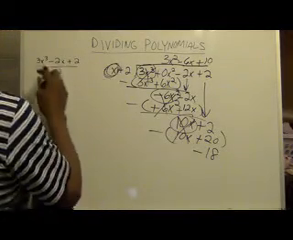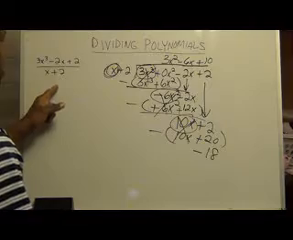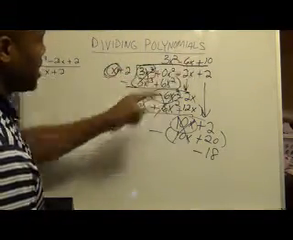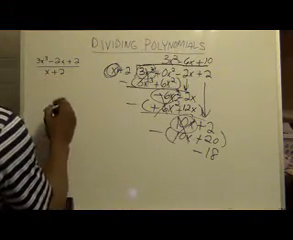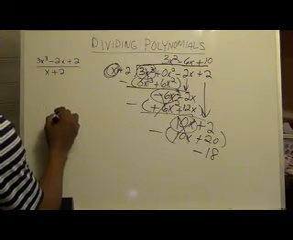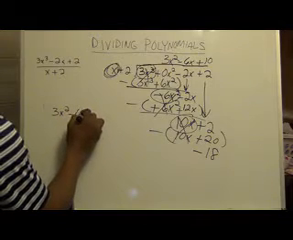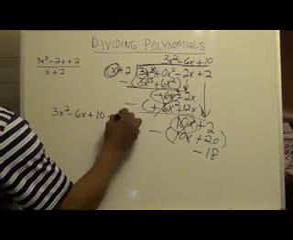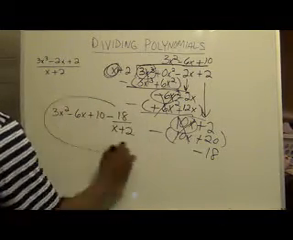So 3x cubed minus 2x plus 2 divided by x plus 2 is equal to 3x squared minus 6x plus 10 with a remainder of negative 18 over x plus 2. So this is the way you write it: 3x squared minus 6x plus 10 minus 18 over x plus 2. There's your answer.